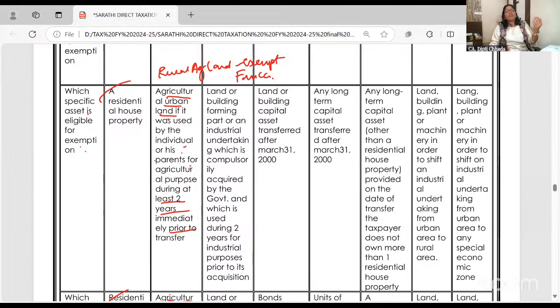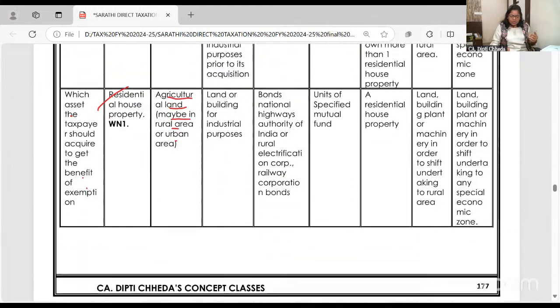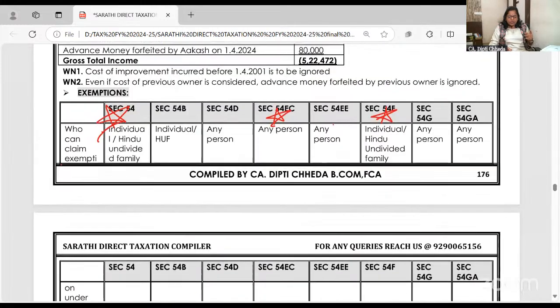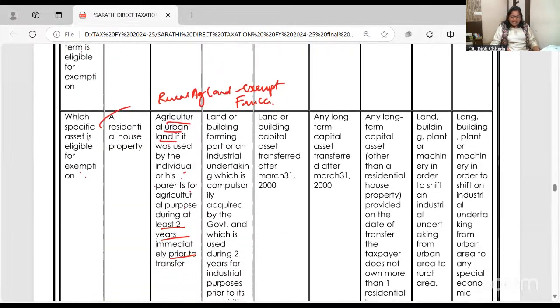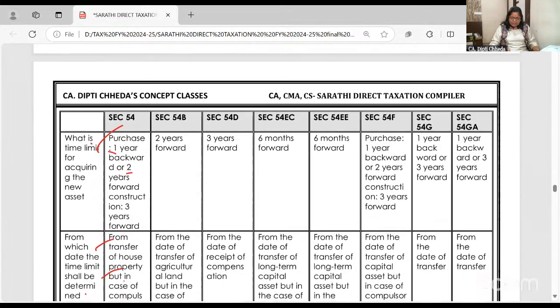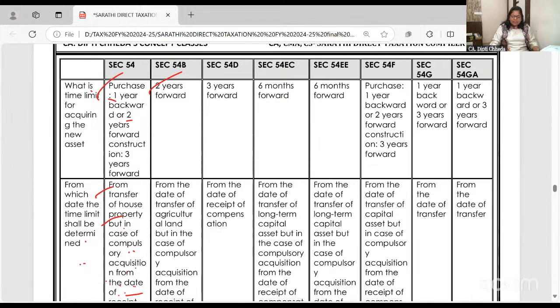And what you have to buy? Urban or rural agricultural land. But promise, whether it is short term or long term, it should be used by the individual or HUF or his parents for farming purpose, right? Time limit of purchase is 2 years forward. Ma'am, why not 3 years? Construct nahi karna, it's just a land. So for buying, it's 2 years forward.